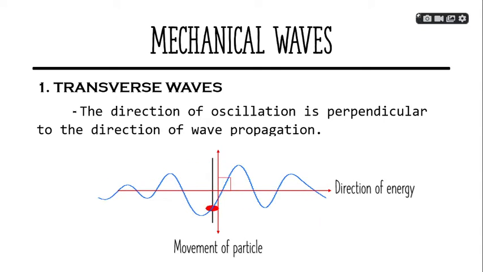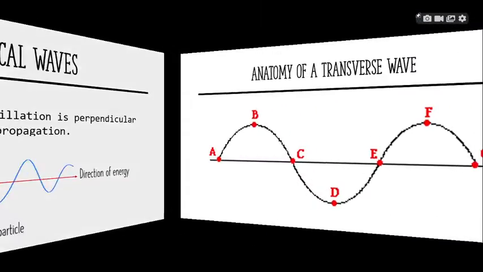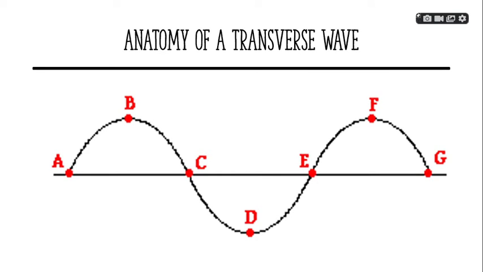So let's go deeper to its parts. Consider the diagram of a transverse wave. Transverse waves, as you can see, follow a sinusoidal waveform, crest to crest and trough to trough. So where is it in the transverse wave illustration? This middle line is the equilibrium position or the rest position. Meaning, if particles are resting in this area, no disturbance is happening.